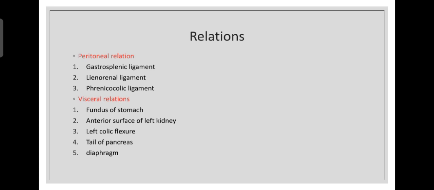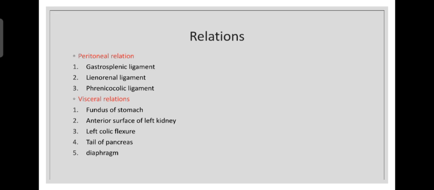Next we move on to the relations. Here the relations are studied as peritoneal relations and visceral relations. Peritoneal relations are the relations formed by the peritoneal folds, which include gastrosplenic, lienorenal and phrenicocolic ligaments. Visceral relations are those which are formed by the visceral structures, that is the organs present around the spleen.